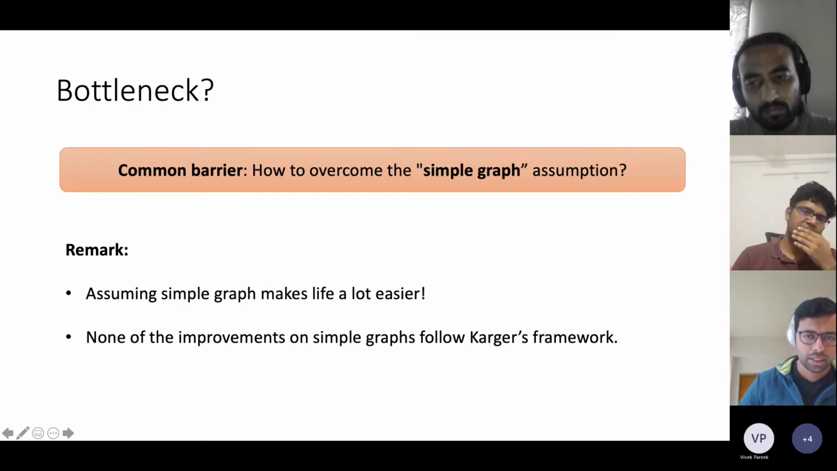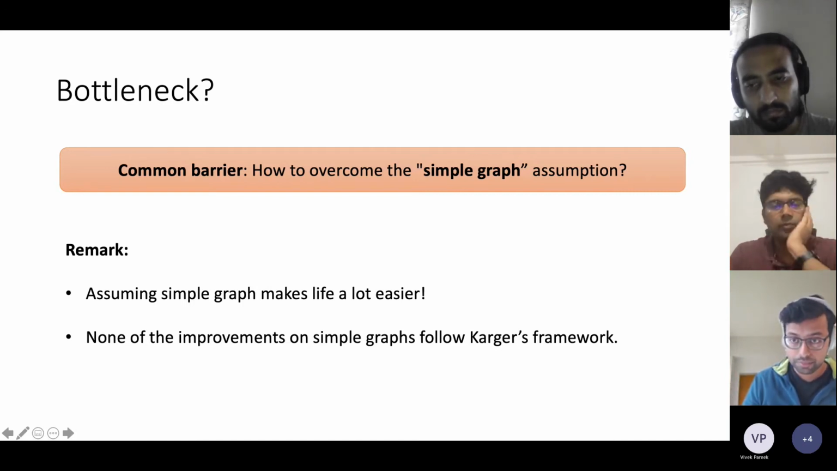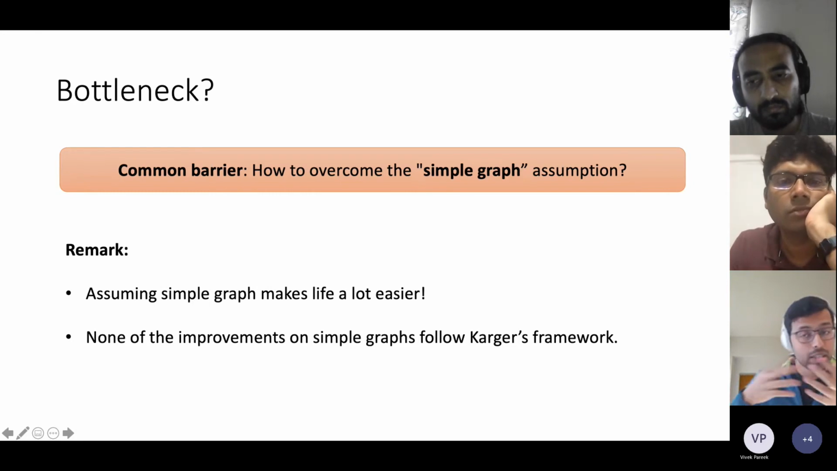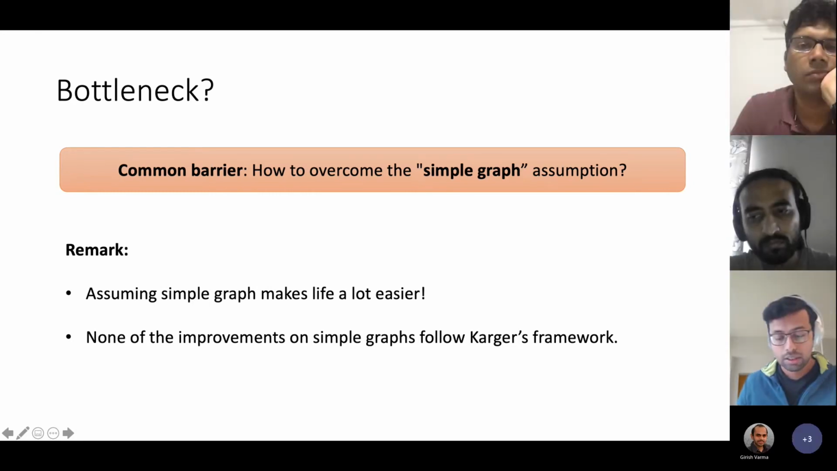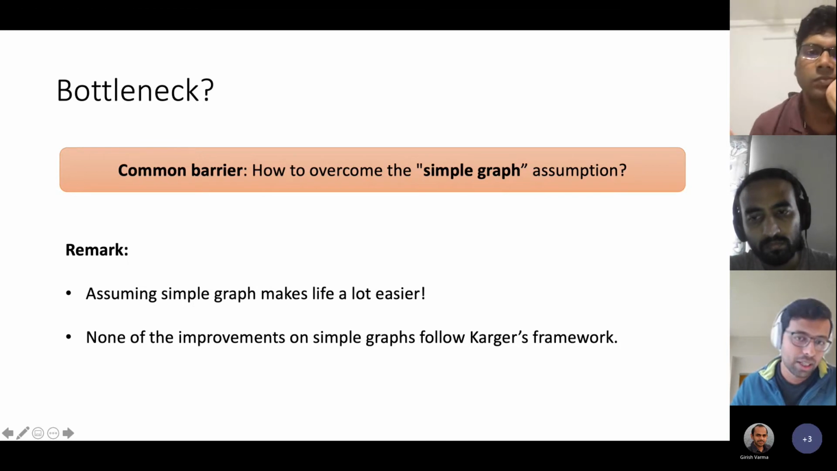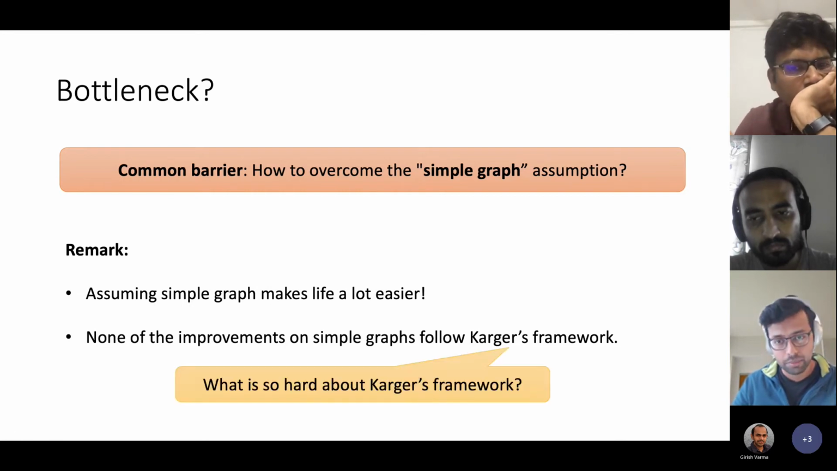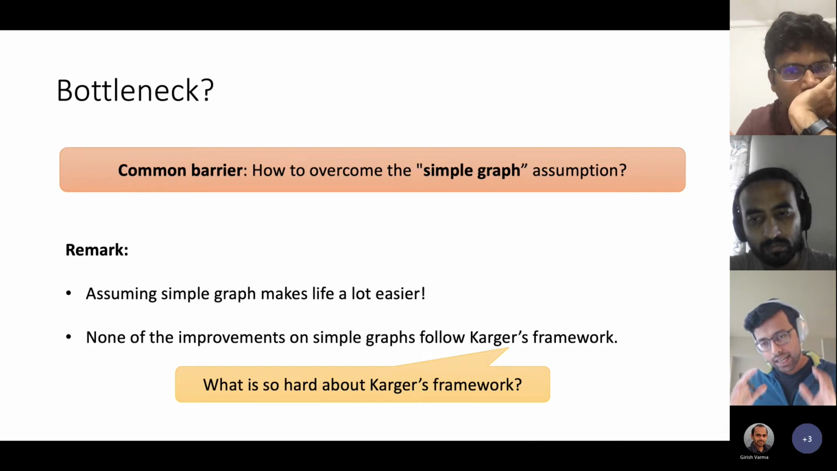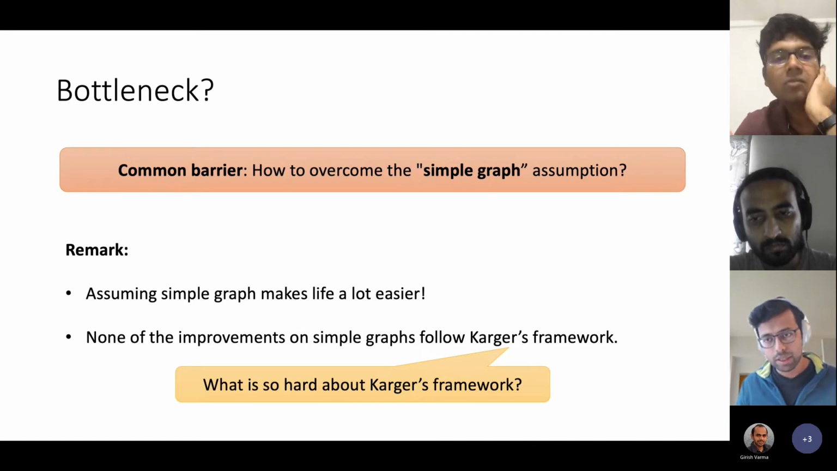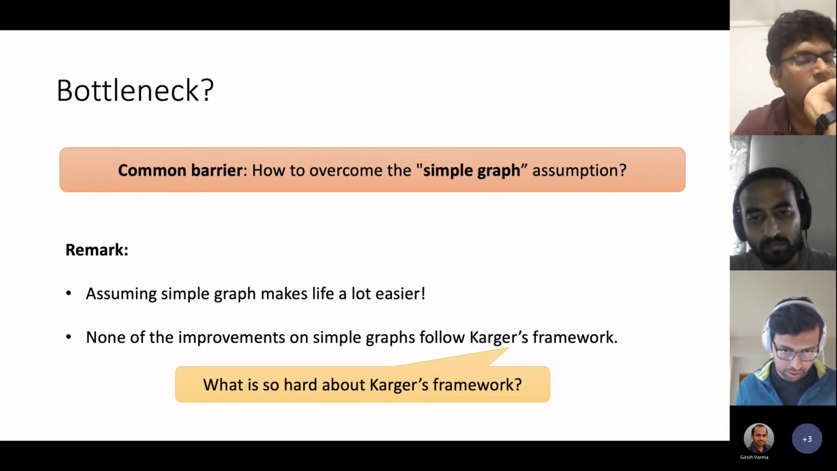And also, I should mention that all the improvements that I mentioned in red on the previous slides are improvements on simple graphs, and they do not follow Karger's framework. So they do completely different things. So you might then ask the question, okay, what is so hard about Karger's framework that we cannot adapt it to other models, or even improve it in the sequential model? That question, and the answer to it, is going to be the main meat of this talk.